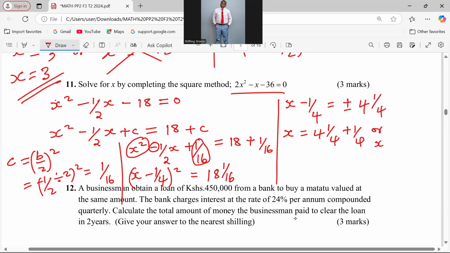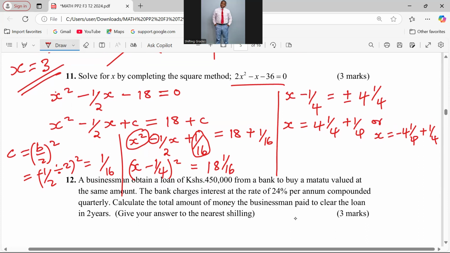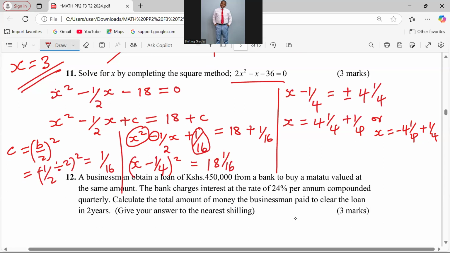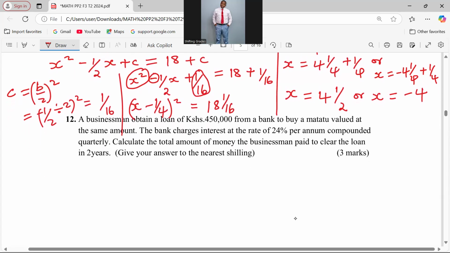Or the other value of x can become -4 and a quarter plus a quarter. In the first case, 4 and a quarter plus a quarter becomes 4.5. Now, in the second case, whereby we have -4 and a quarter, then we add a quarter, it will become exactly -4. Yeah, exactly -4.